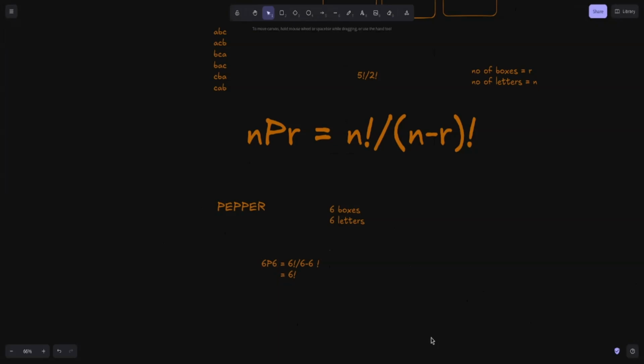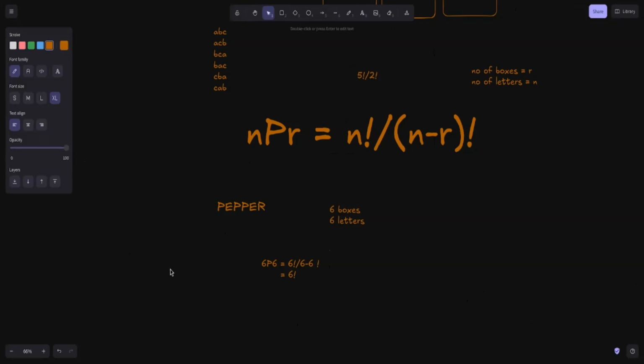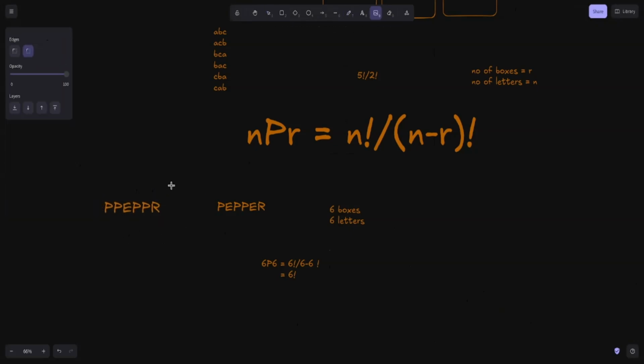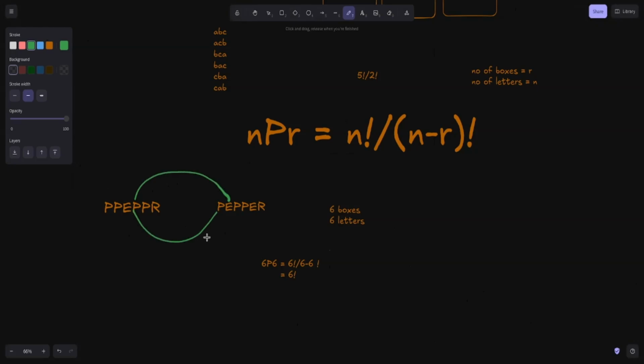But there is a catch here. Let's say I have this sequence P P E P P R. Now how do I know which P is which P? It can be this P as well, it can be this P as well. How do I know that? I don't, right? So there is some ambiguity.